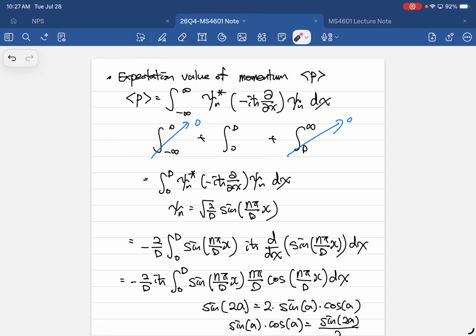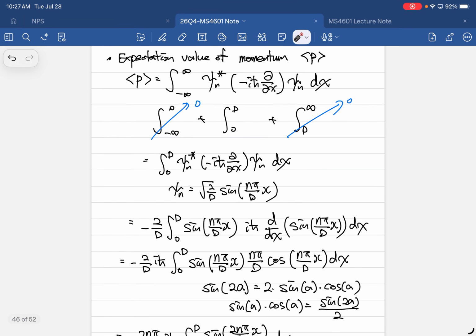Now we are looking at just this domain, inside the well, from 0 to d. So we simply write down this part again with a different domain selection. We already know this wave function psi n, and then we plug it in. This is also the answer to one of the questions you asked during the class: how do we apply this ∂/∂x? That is what we are going to do here.